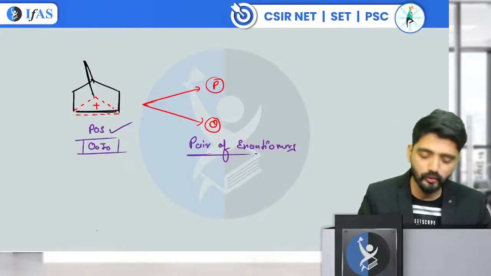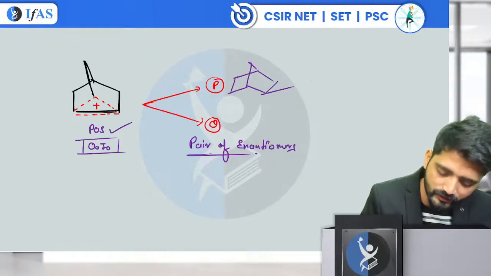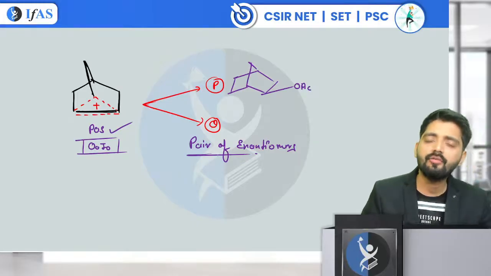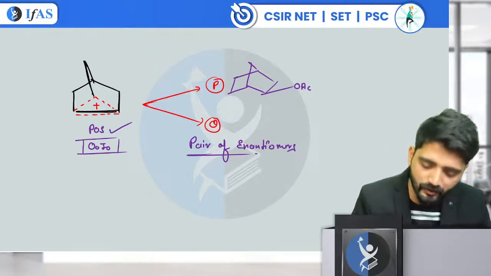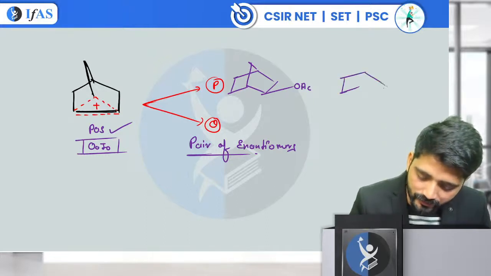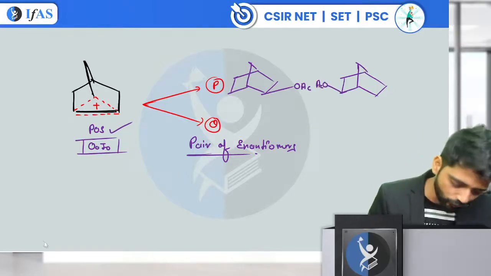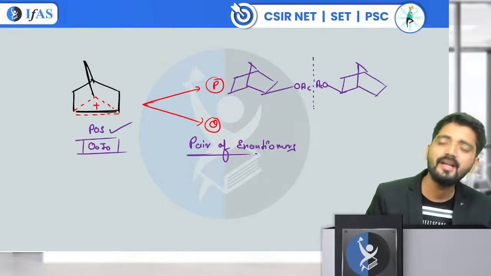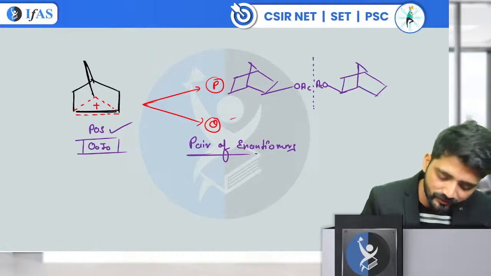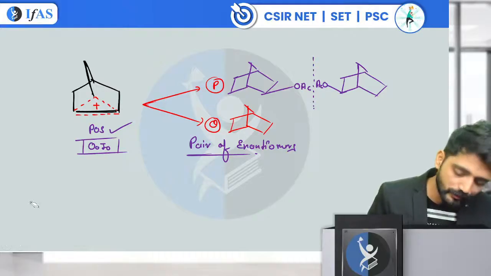How is the product going to look? See, in the first scenario I have discussed that we will have a norbornane system and an OAc group will be present here. So if I just draw the mirror image of this molecule, which is non-superimposable, it is going to look like this. So we can very easily tell how the P and Q products are going to look. See, they both are mirror images and non-superimposable. It means they are a pair of enantiomers. Even if we don't know the concept, I can tell you this is going to be the product.